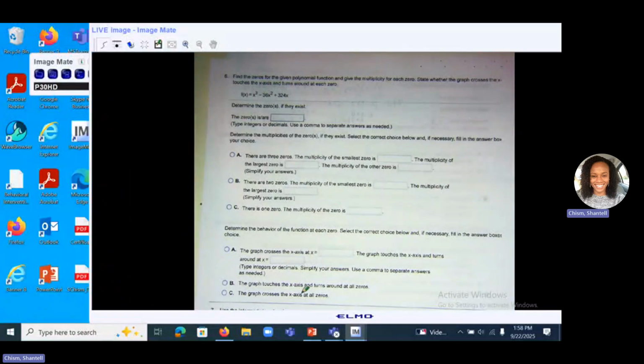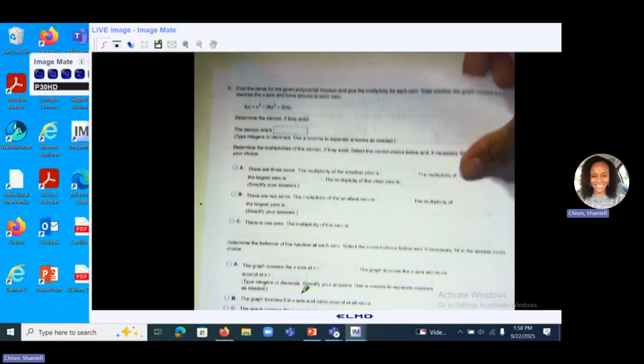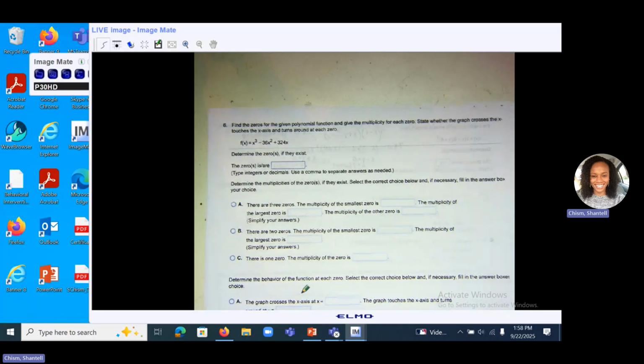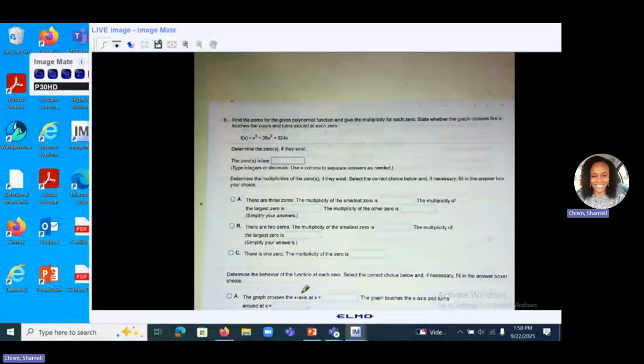Let's look at number 6. Let's look at one where we may have to actually factor. It says find the zeros for the given polynomial function and give the multiplicity for each zero. State whether the graph crosses the x-axis, touches and turns around at each zero. So looking at this particular function, I noticed that right away, I should be able to factor out a GCF because I want to solve for the zeros.